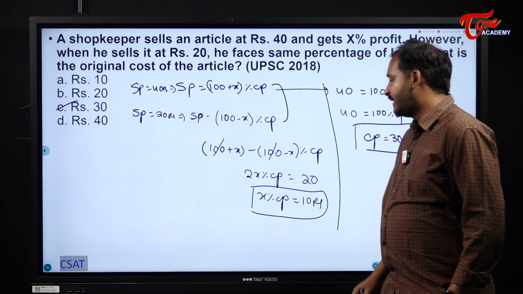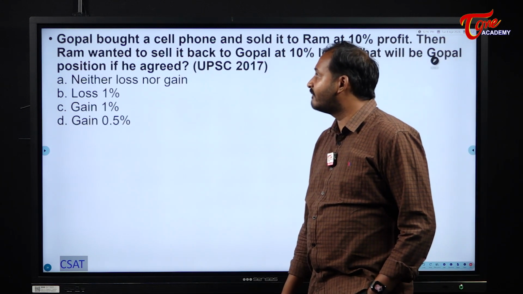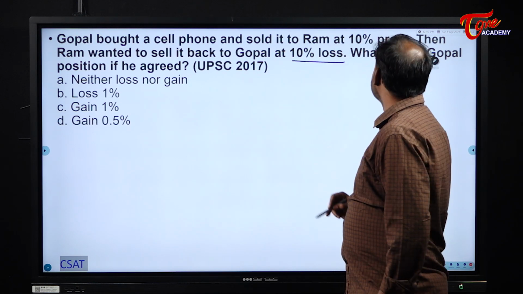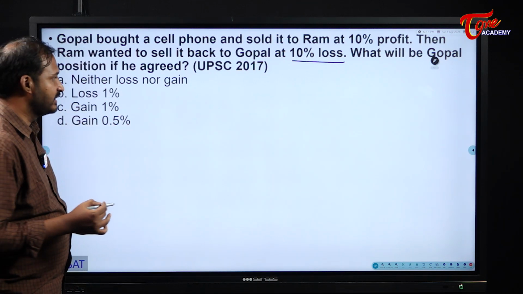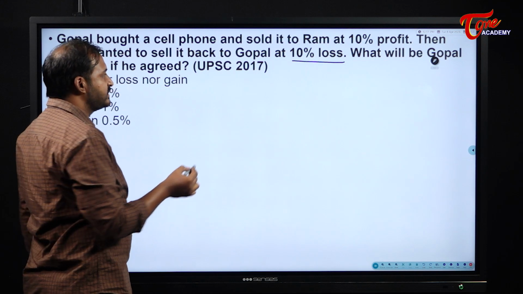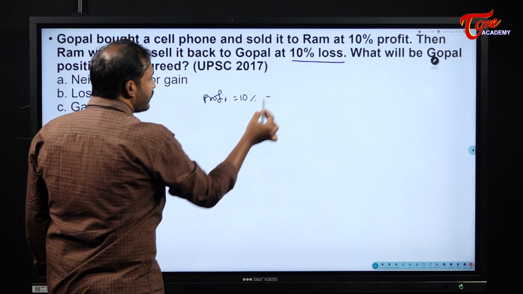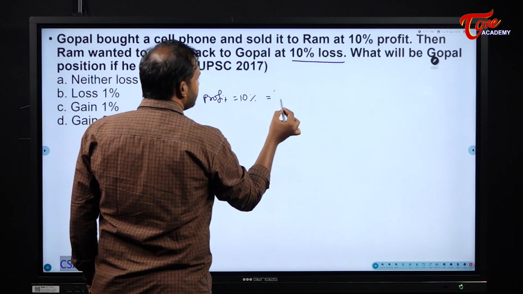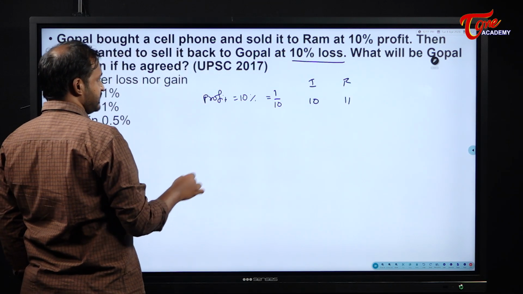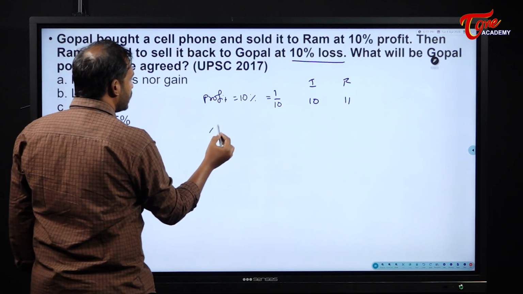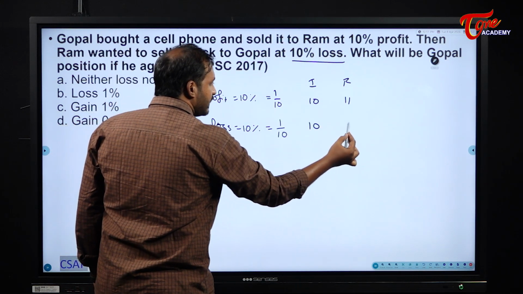Understood? Next one. Gopal bought a cell phone and sold it to Ram at 10% profit. Then Ram wanted to sell it back to Gopal at 10% loss. What will be Gopal's position if he agreed? Now see here, reverse trading once again. So first he sold it with a profit of 10%. Same product, so no need to worry. 10% means 1 by 10. Initial and final, that means 10 and he will sell for 11. And then next reverse. He is selling at a loss of 10%, that is 1 by 10. So this will become 10 and 9.